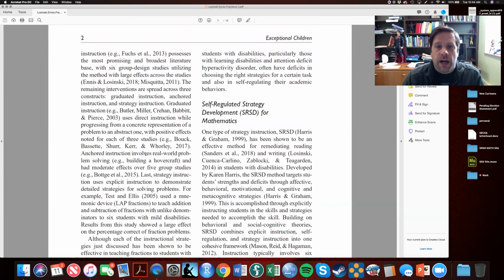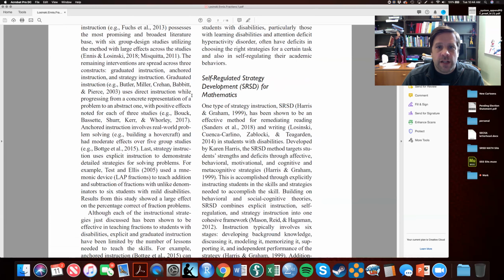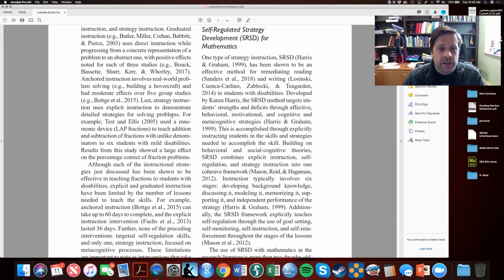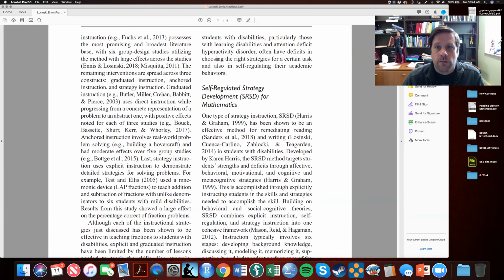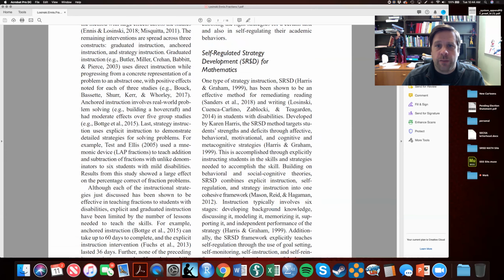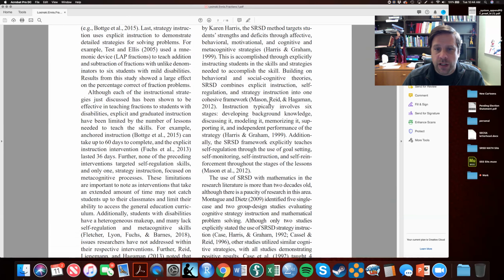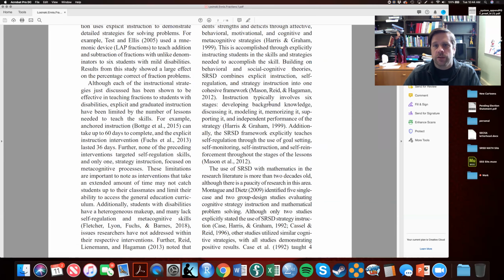So then we talk about, this all funnels down into these strategies that have been used, though they may have been effective for certain disability categories. There may be other strategies that could be used, and so we describe one of those strategies that we're going to be using in the paper and how it has been used.